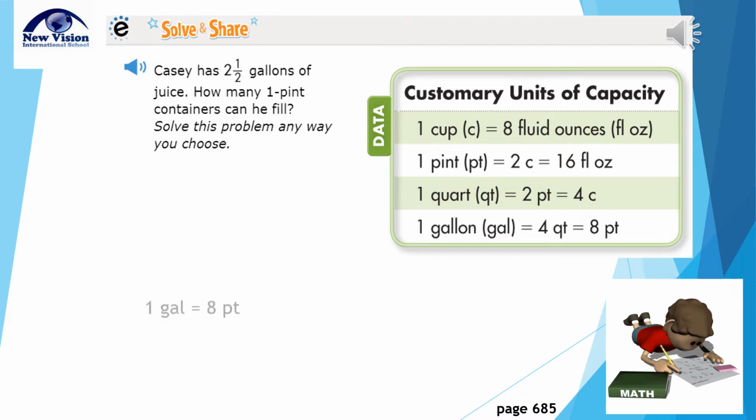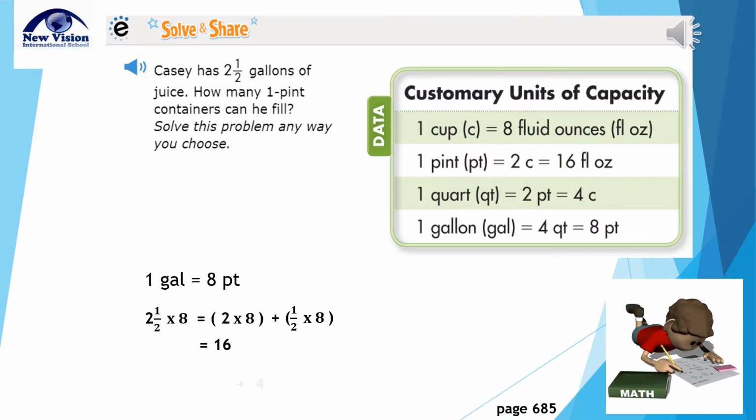Since in 1 gallon, there are 8 pints, we multiply 2 and 1/2 by 8. Use the distributive property of multiplication. It will be 2 times 8 plus 1/2 times 8. So 2 times 8 equals 16, and 1/2 times 8 equals 4. 16 plus 4 equals 20. Therefore, Casey can fill 20 1-pint containers.